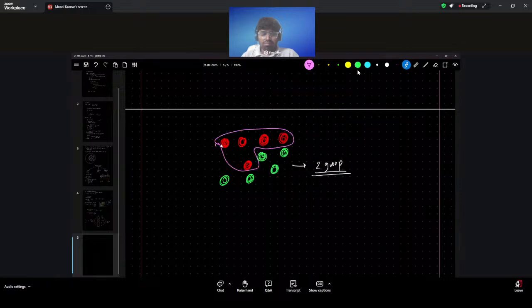Did you guys provide the answer? No. So the task was to make two groups irrespective of the label. We don't know the label. Our task was to just group it.